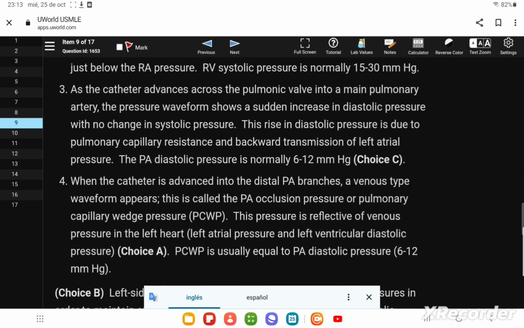When the catheter is advanced into a distal pulmonary artery branch, a venous tip wave appears. It is called the pulmonary artery catheter occlusion pressure or pulmonary capillary wedge pressure. This pressure is reflective of venous pressure in the left atrium and left ventricle diastolic pressure. Pulmonary capillary wedge pressure is normally equal to pulmonary capillary diastolic pressure, 6 to 12.